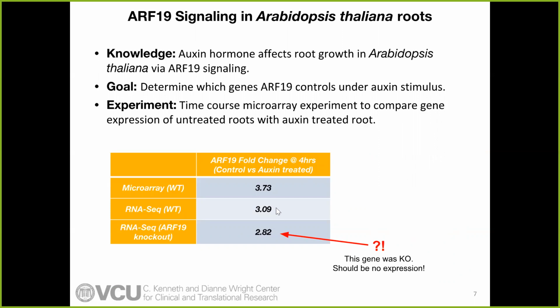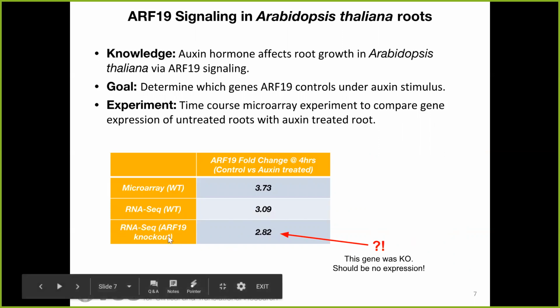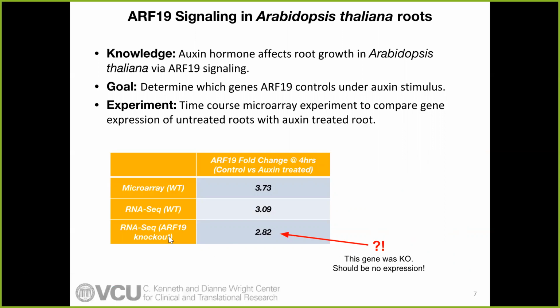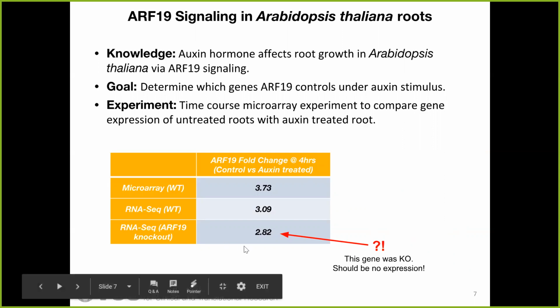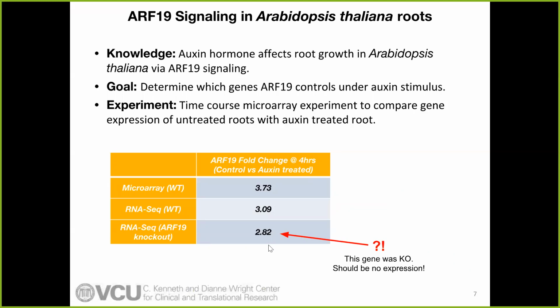And then we did the ARF19 knockout and did the RNA-Seq analysis on an ARF19 knockout. So this meant that ARF19 should not be expressed. It's not there. We knocked it out. It should be gone. But when I did the differential expression analysis, I found, oh, we actually have, this was statistically significant too, significant expression of ARF19. So our question was, well, if this gene was knocked out, why do we have expression?